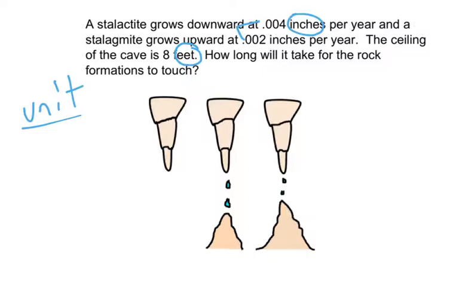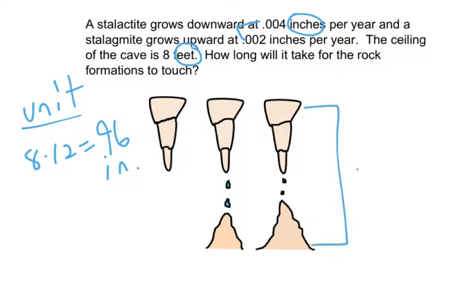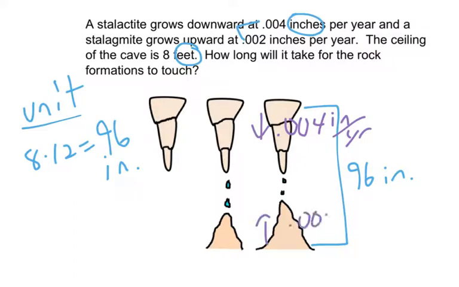So 8 feet, I could just do 8 times 12, because there's 12 inches in a foot. So 8 times 12 is 96 inches. And that's how far these begin apart from each other. And now if I draw this picture a little further, the stalactite, the one on top, it grows at 0.004 or 4 thousandths of an inch per year, going down, and the stalagmite growing up is 0.002 inches per year.